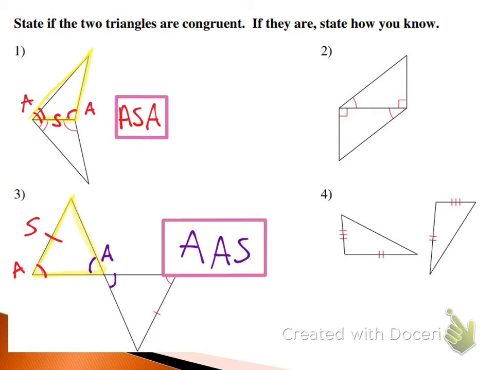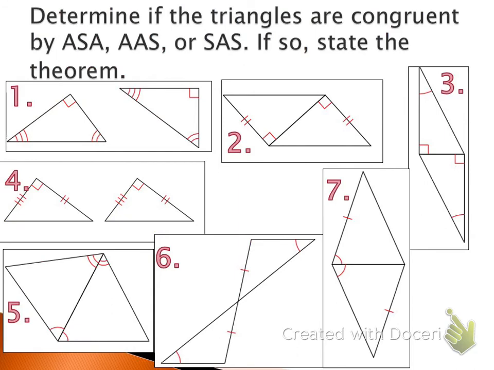Good. I would take out a whiteboard and a marker really quick. You're going to practice. So, you can write the number and then tell me what theorem it is. You go at your own pace. Just show me your answer. Please don't do all 7 all at once. Just do 1. Show me your answer. Erase it. 2. Show me your answer. Erase it.